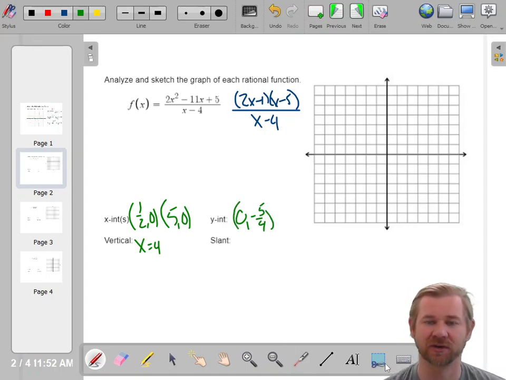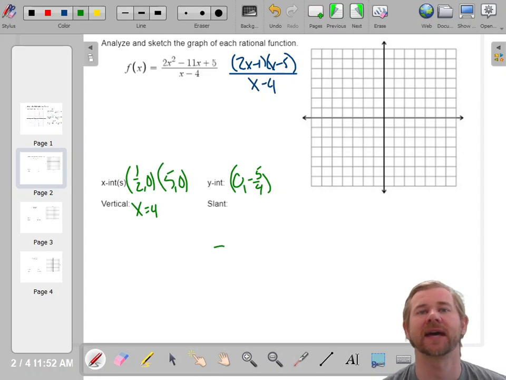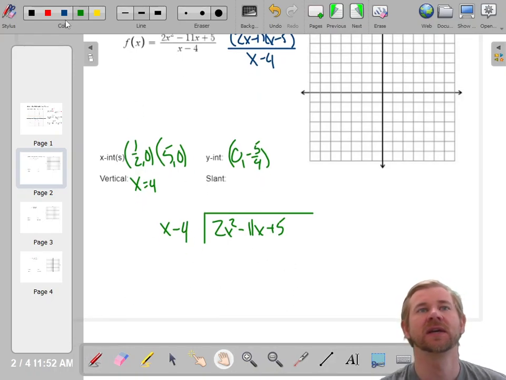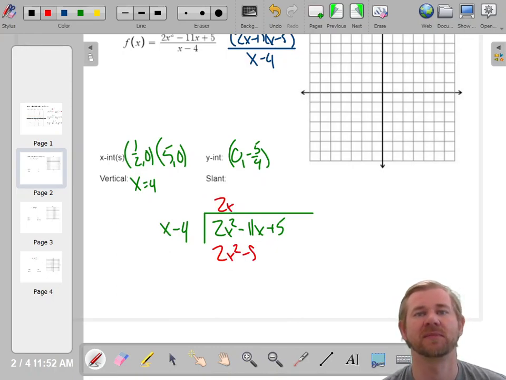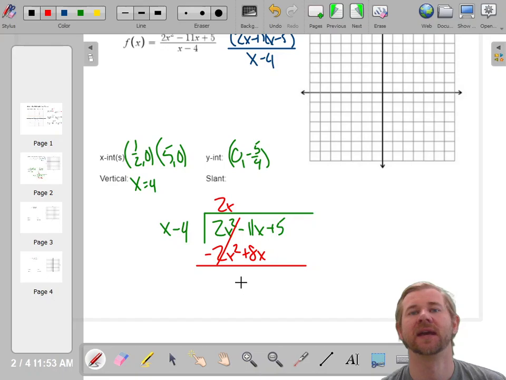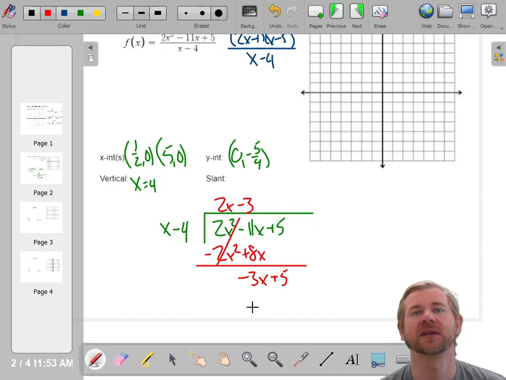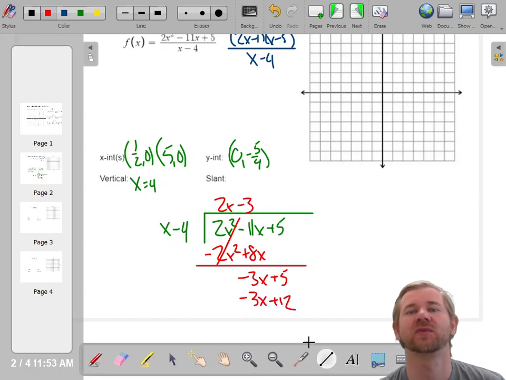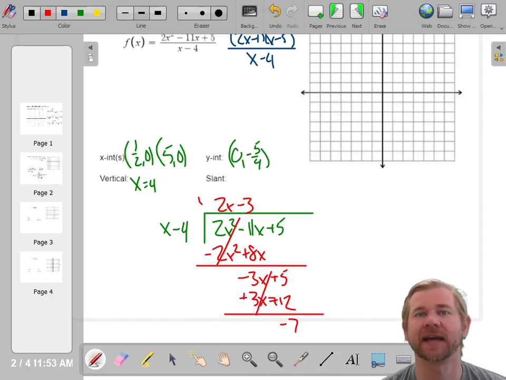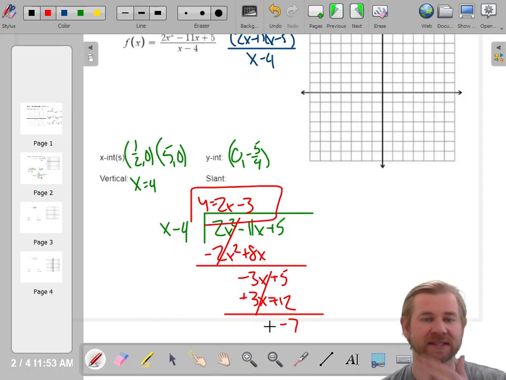And the slant asymptote requires that we do long division, so I'm going to write that out. 2x squared minus 11x plus 5, and I'm going to divide x minus 4. So for long division, x times 2x will get you 2x squared. Distribute, 2x squared minus 8x. Minus plus cancel. Negative 3x plus 5, and then the last thing I need to do is x times negative 3. So that's negative 3x plus 12, which when you flip the signs, you get a remainder of negative 7. But I don't care about the remainder. The slant asymptote is this, y equals 2x minus 3.